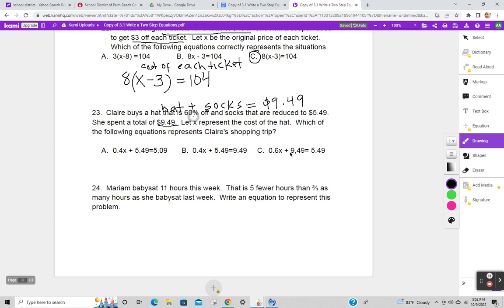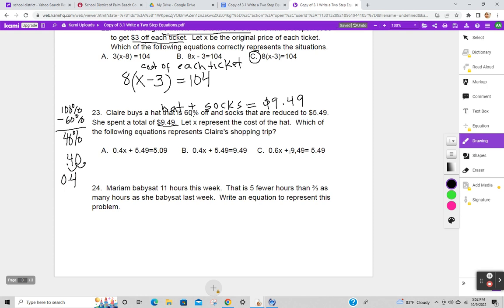Now let's think about this. Usually, if there's no sale, you have to pay 100% of the cost. But Claire buys a hat that is 60% off. She's saving 60%. She really doesn't have to pay 100% of the price because they're taking off 60%. So that means she's only going to pay 40% of the cost of that hat. Now, if you take 40% and change that to a decimal, you move the decimal point 2 places to the left, and that's going to give you 0.4. So she's going to pay 40% for the hat.